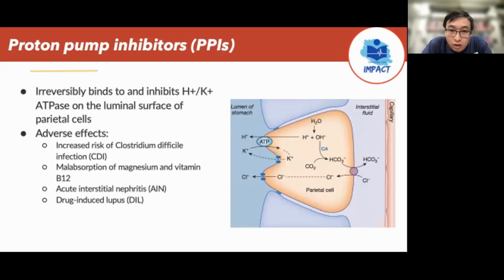Cool. The other, perhaps less recognized side effects of PPI, which have come out of phase 4 studies, so post-marketing surveillance, are the risk of acute interstitial nephritis in patients on long-term PPI, and drug-induced lupus as well, which usually occurs days to weeks after initiating PPI treatment, and the typical presentation is a rash.